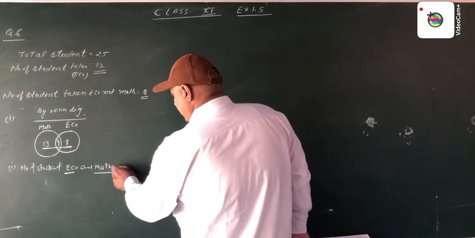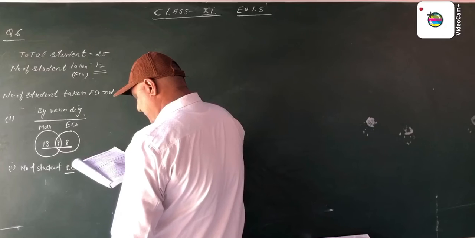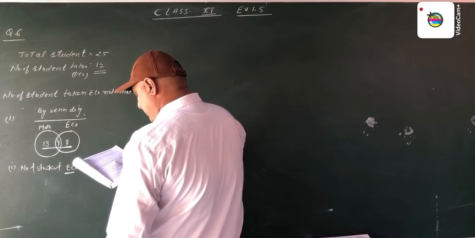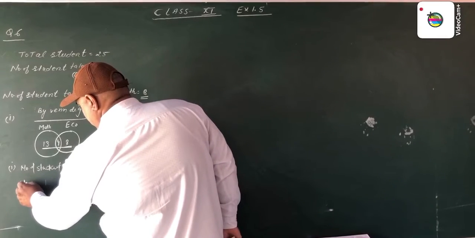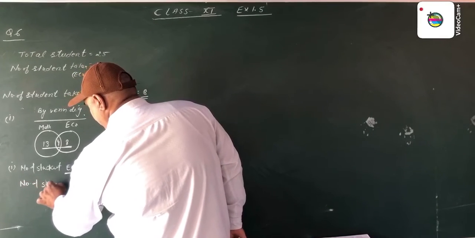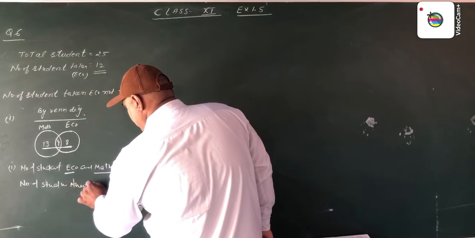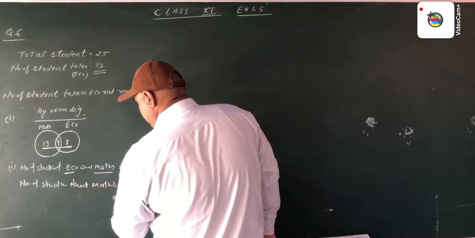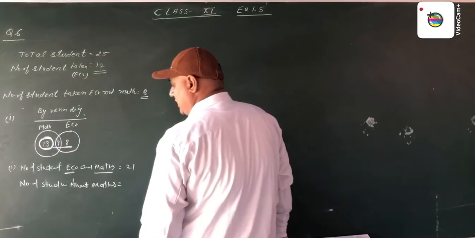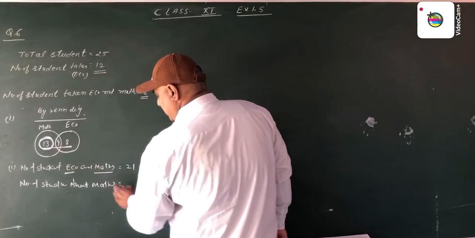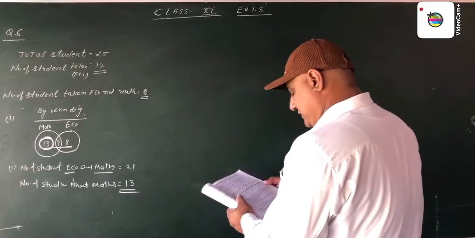This is 21. Now the second part says those who have taken maths but not economics. The number of students who have only math. We take only math students. There are 13 students who have only mathematics, not the other subject. So these are the total 13 students. Now this is your question number 6.